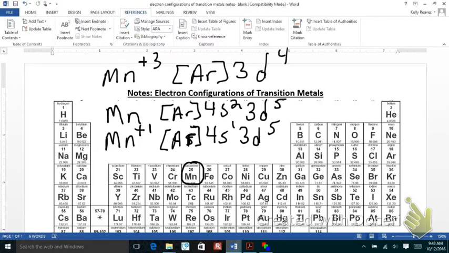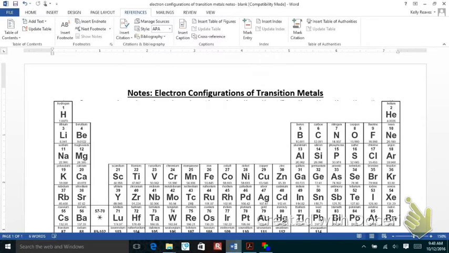3d4. Okay? So that's pretty easy. Now, we can have some that can lose even more than that. Okay? So let's look at another example here. Let's look at, what if we had manganese 7?